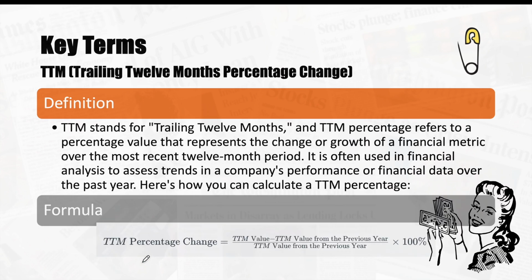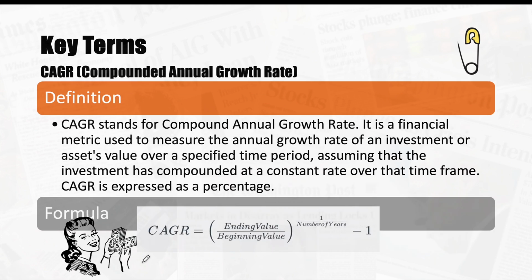Trailing 12 months percentage change: if there is any rate or interest rate difference between the last 12 months, that is called the TTM percentage change. CAGR is compounded annual growth rate. It is the growth which we expect over a specified time period, and we assume that the interest has been compounded at a constant rate over that time frame.